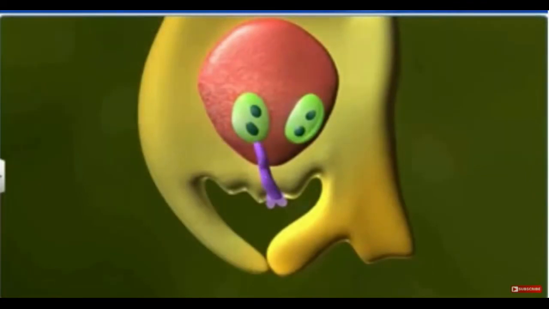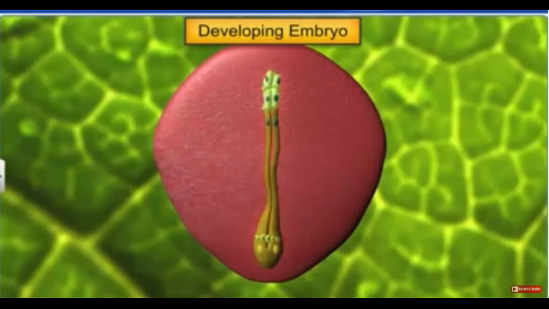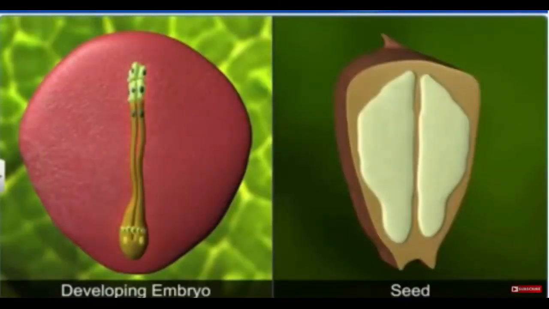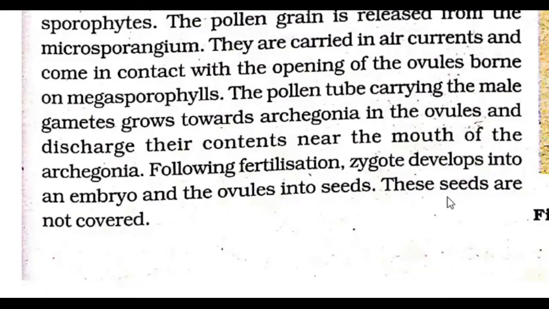Male gamete and female gamete fuse and result in the formation of a diploid zygote. The zygote develops into an embryo, and the ovules into seeds. These seeds are not covered. That's why in the first point we discussed that gymnosperms are known as naked seeded plants. Before fertilization and after fertilization they remain exposed. So this is related to gymnosperms.